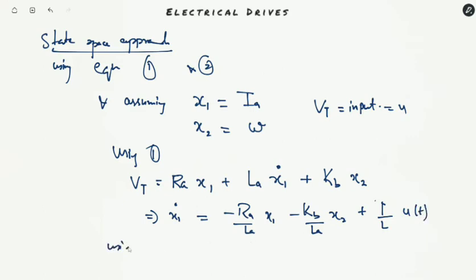And using equation 2, we will have torque induced Kt Ia, instead of Ia we have x1, is equal to J d omega by dt, that is x2 dot, plus B x2.